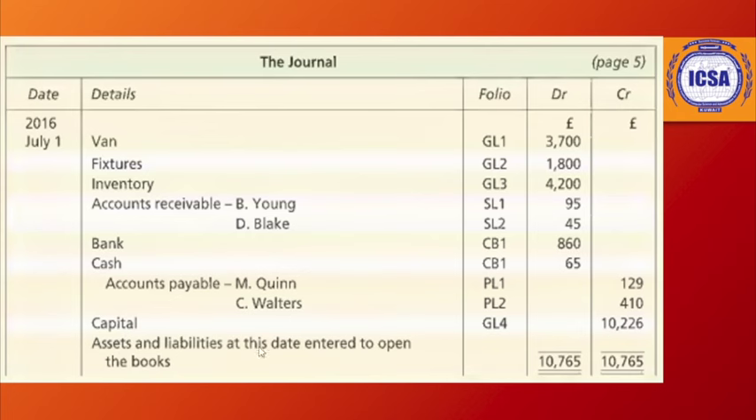Assets and liabilities at this date, which date? 2016 July 1st. So assets and liabilities at this date are entered to open the books. Van, fixture, inventory, accounts receivable B. Young, D. Blake, bank, cash, all these are assets with the business at the start of the session. Then there come the liabilities: accounts payables M. Quinn, C. Walters, and capital. All these 3 are liabilities which are written on the credit side.